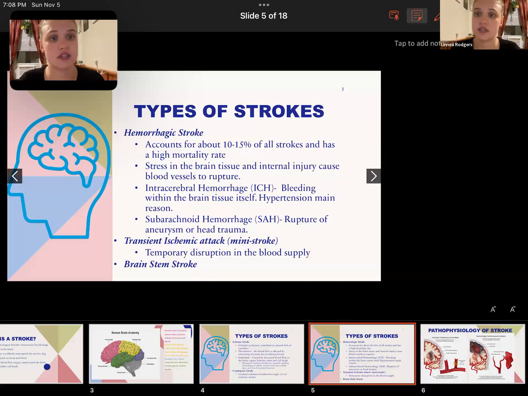A transient ischemic attack is also called a mini stroke, which is just a temporary disruption in the blood supply. It technically infers that you are at risk for having a more intense stroke somewhere in the near future if you don't make lifestyle changes, which we'll go into. And then you can also have a brainstem stroke, which is a stroke that starts at the brainstem.